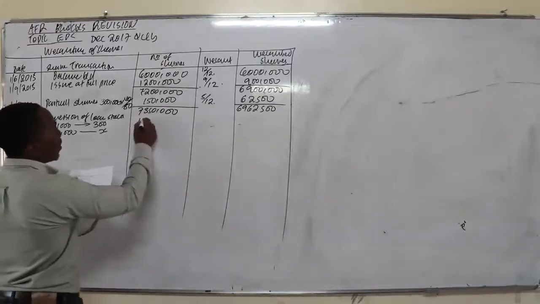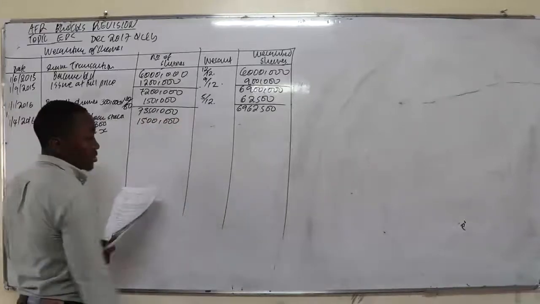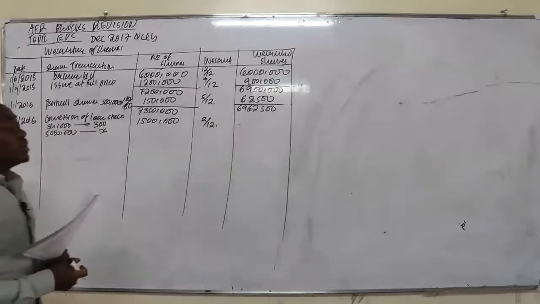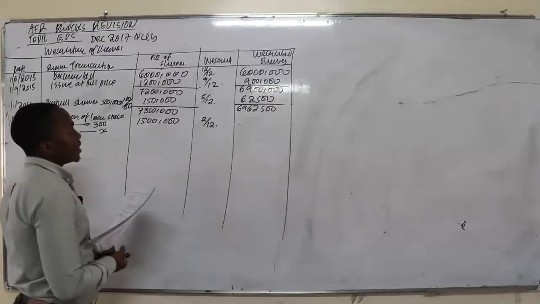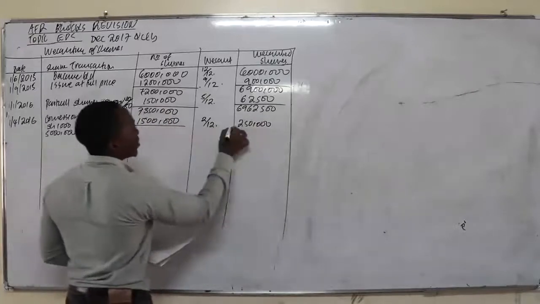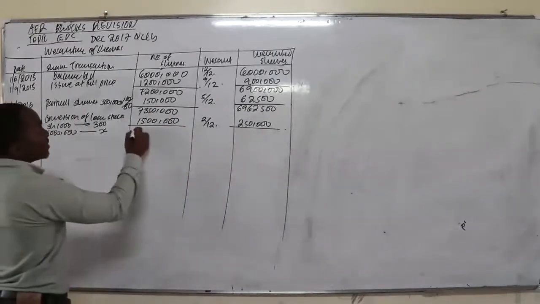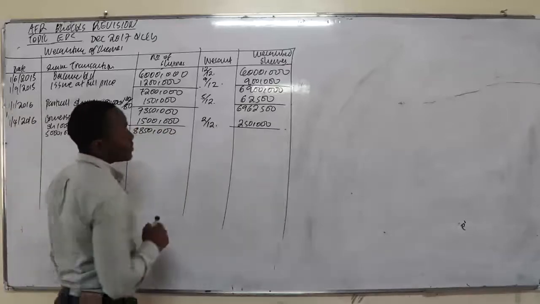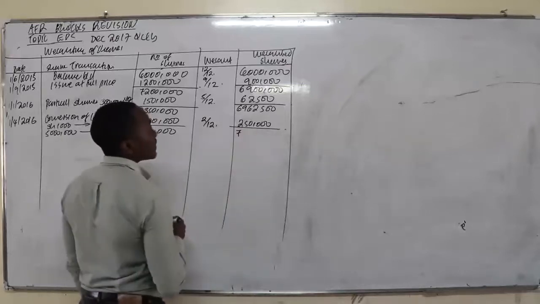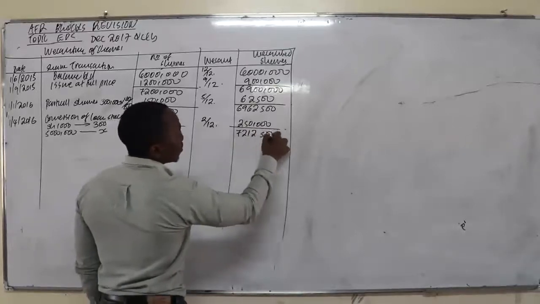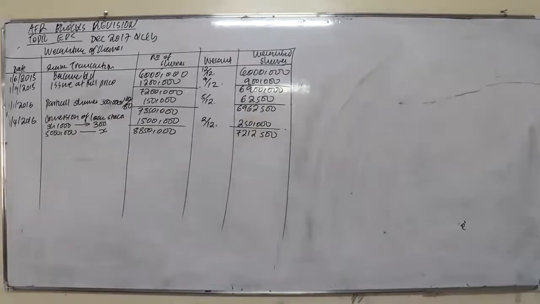1.5 million, right? Then how many months to the end of the year? 2 over 12. So how much is the weighted number of shares? 250. After every share transaction, we say that you sum up. Here we'll have 88.50, right? What about this? This is the most important. 72,12,500. And we never issued any other shares. The rest was for conversion, eh?